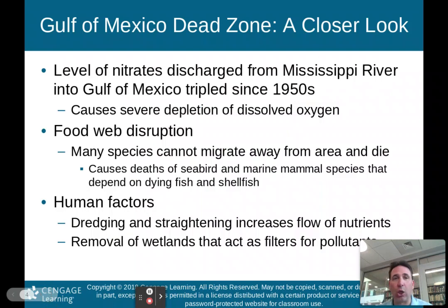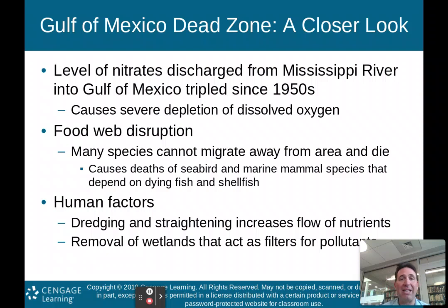Let's take a closer look at the Gulf of Mexico dead zone. Again, the level of nitrates discharged from the Mississippi River into the Gulf of Mexico has tripled since the 1950s. Again, this causes a severe depletion of dissolved oxygen. That's what a dead zone is.